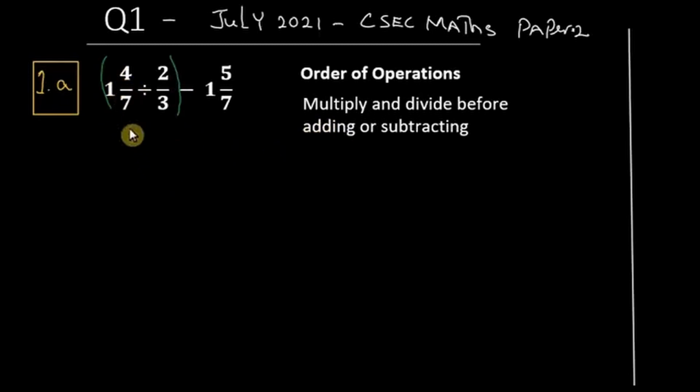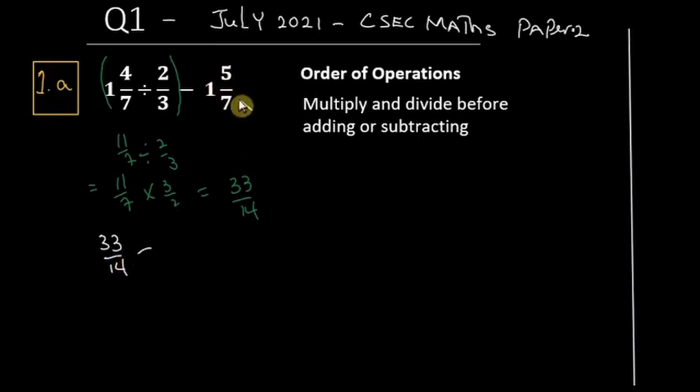So first we convert to improper fraction and we get 11 over 7 divided by 2 over 3, which is the same as 11 over 7 multiplied by 3 over 2. I'm inverting and multiplying, and that works out to be 33 over 14. And that is the first part of this operation. The second part is the subtraction. So let's proceed to subtract 1 and 5/7 from 33 over 14.